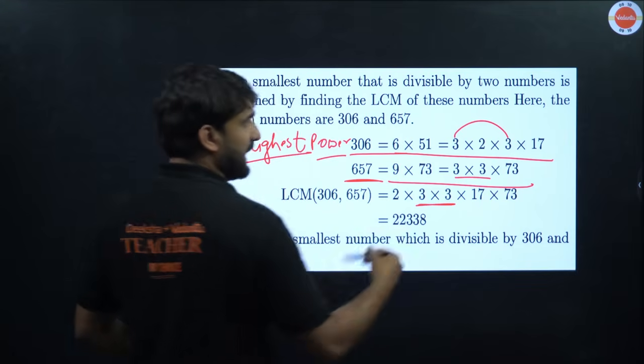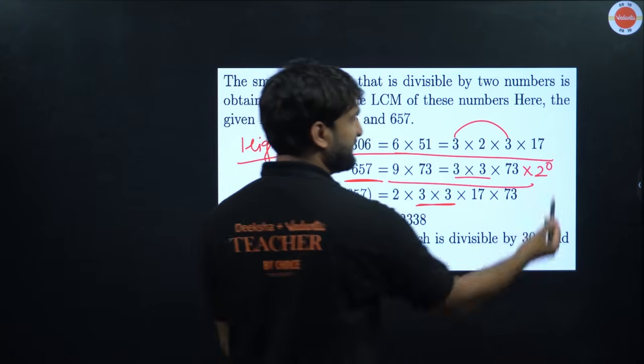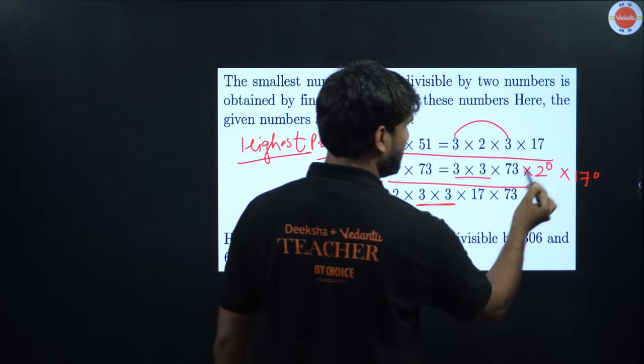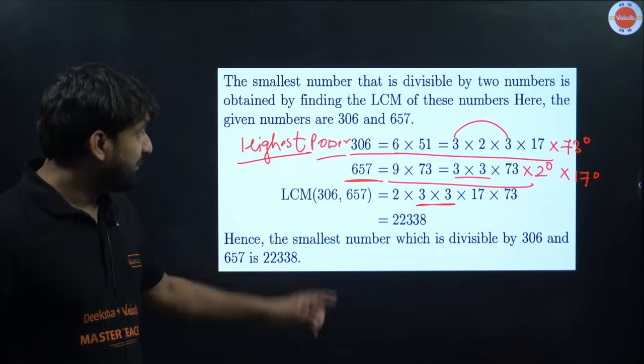Okay. And here is 2 to power 1, but here is not 2. So we can write 2 to power 0. 17 is here, but 17 is not here. We can write 17 to power 0. 73 is here, but 73 is not here. We can write 73 to power 0. Now we have to find out LCM.